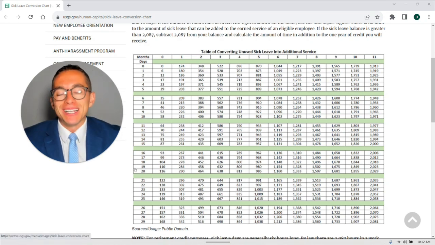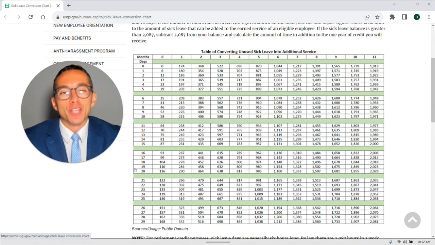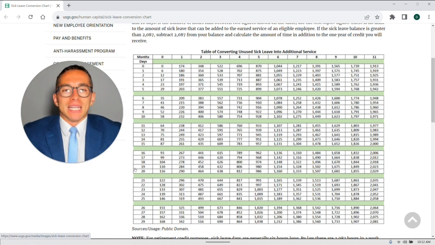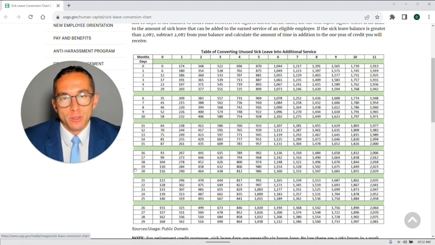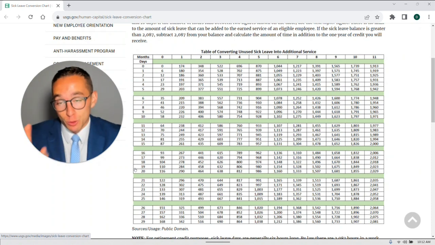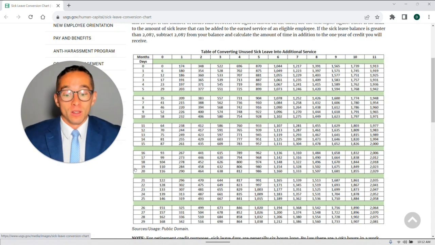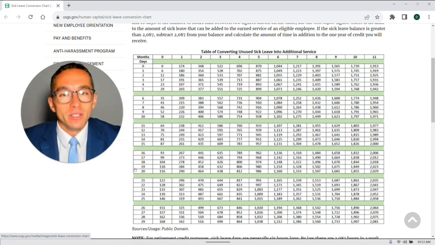However, let me make something really, really clear, is that any extra days that you have at the end of all this get dropped off. Let me talk you through what I mean by this. So let's say in just your normal service time, you work 20 years and 6 months, but you also had 6 months worth of sick leave. So you would have 20 years and 6 months of normal time, and then 6 months worth of sick leave, which would total 21 years of service for your pension calculation, which is great.